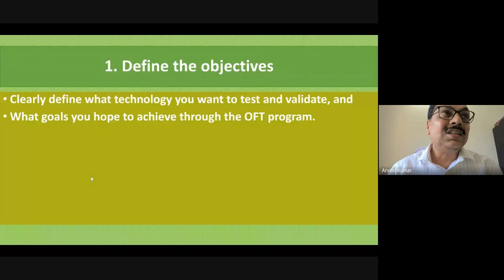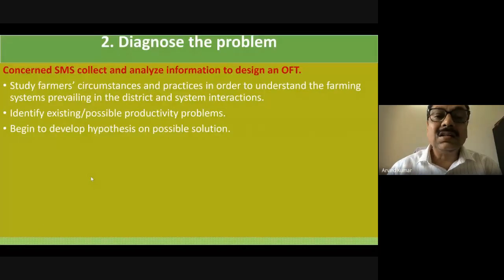Otherwise, there is no need to test. So, design the OFTs accordingly. So, what are the farmer circumstances? What is the farming system prevailing in that area? Then identify existing and possible productivity problems, then begin to develop hypotheses on possible solutions.